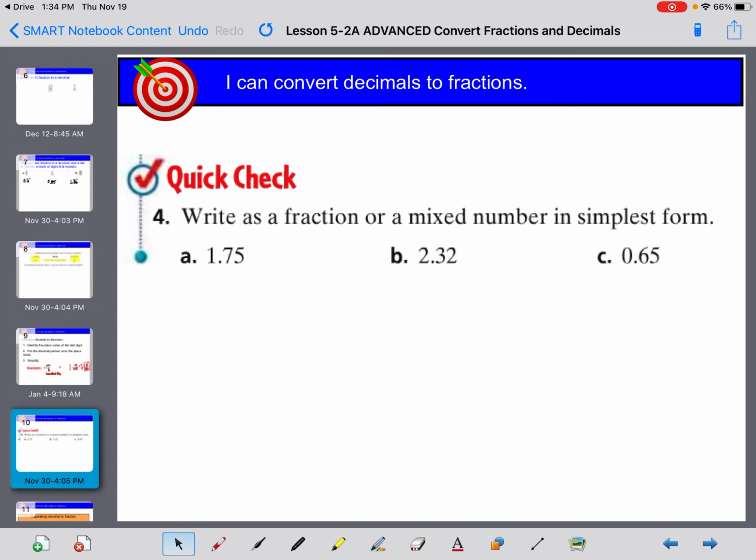The last one, letter C, 65 over 100, because the 5 is in the hundredths place. I can divide both the numerator and the denominator by, 5 might be my best bet. And I get 13 over 20. 13/20 is the simplified version of that.